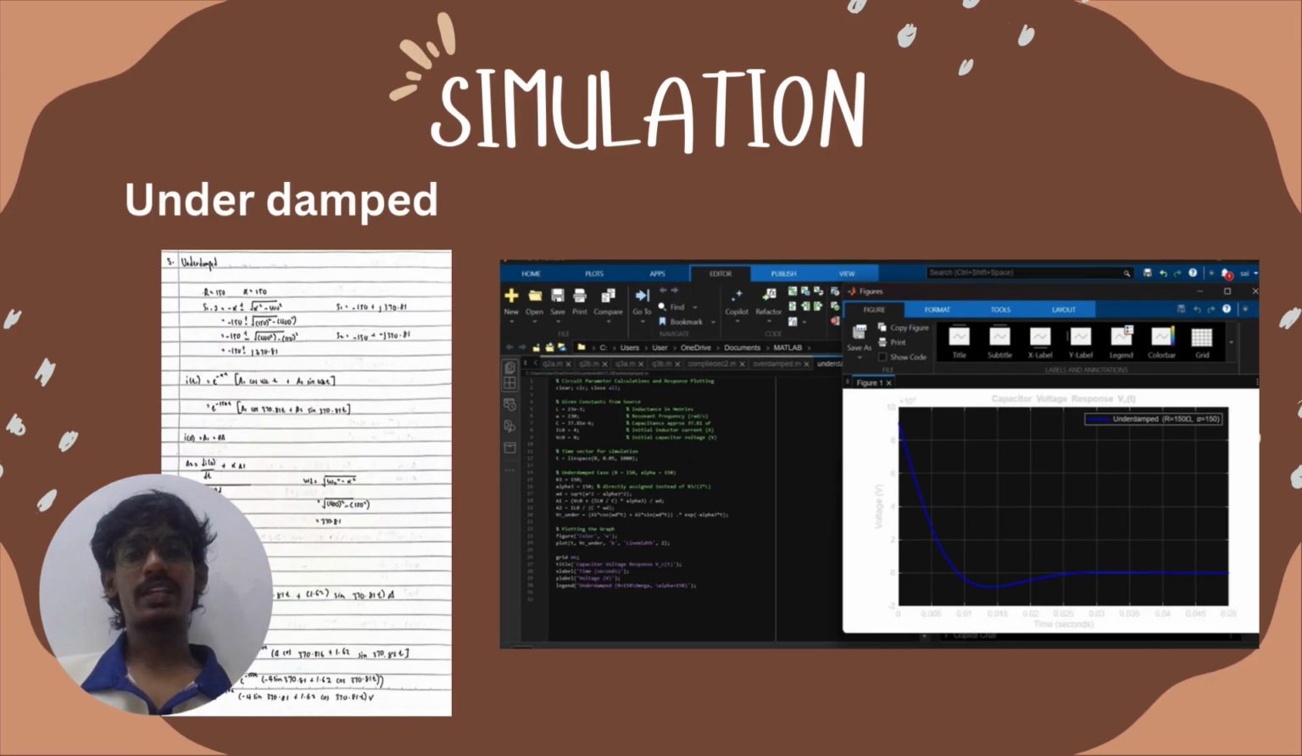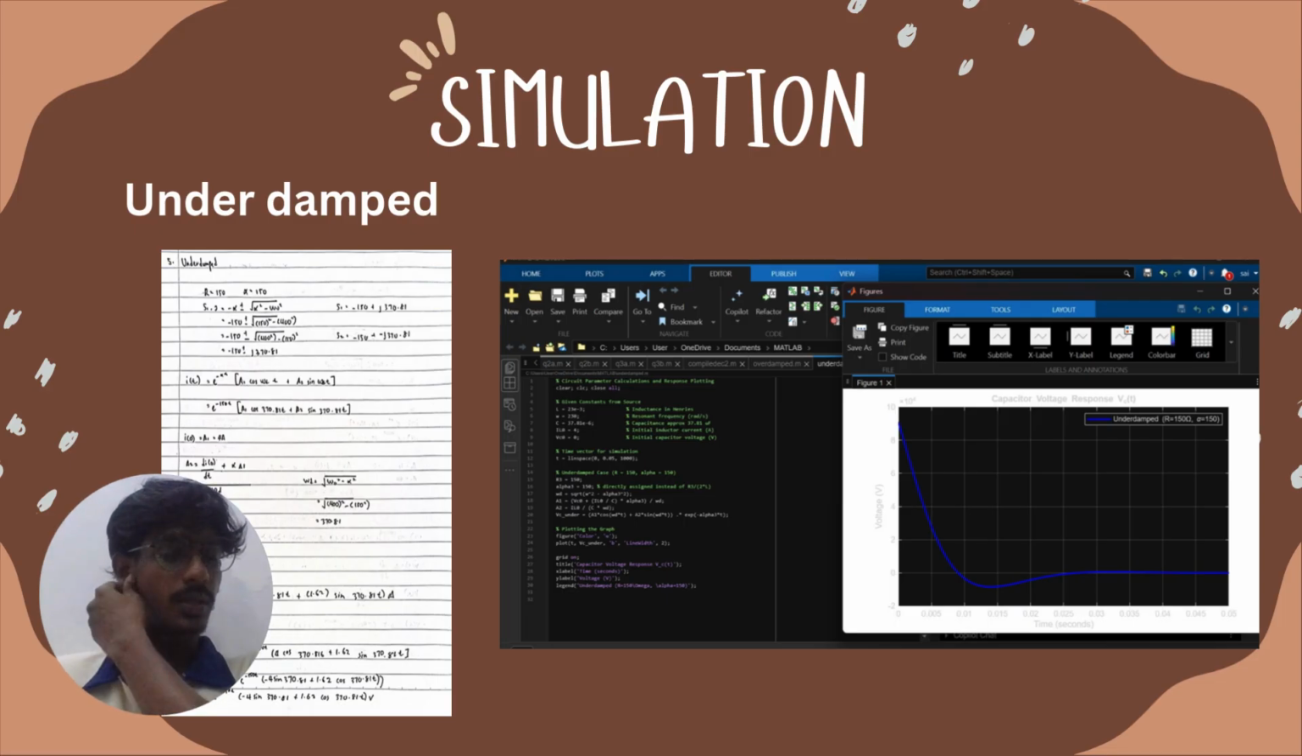Now let's look at the underdamped simulation. As before, we are determining the R and alpha values, but now we can get the omega value. So we're going to find the omega value for R equals 150 and alpha equals 150.